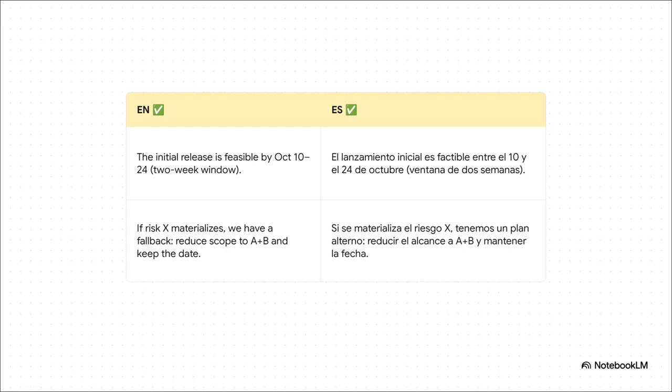It's a 2-week window, which is so much more honest and realistic. And even better, it doesn't just mention a risk, it gives a pre-planned fallback option. That right there, that's how you build rock-solid trust with the client.